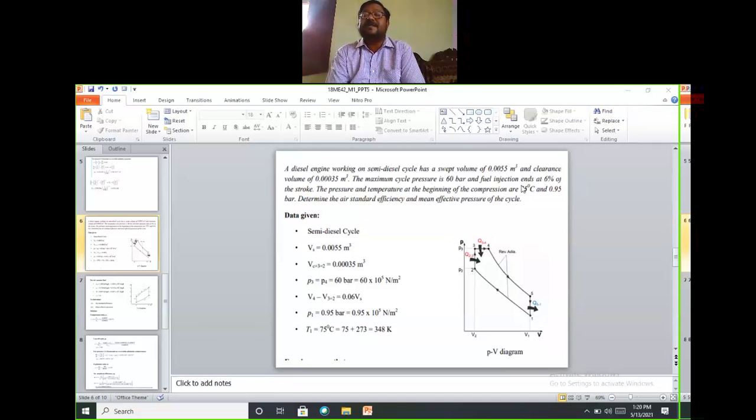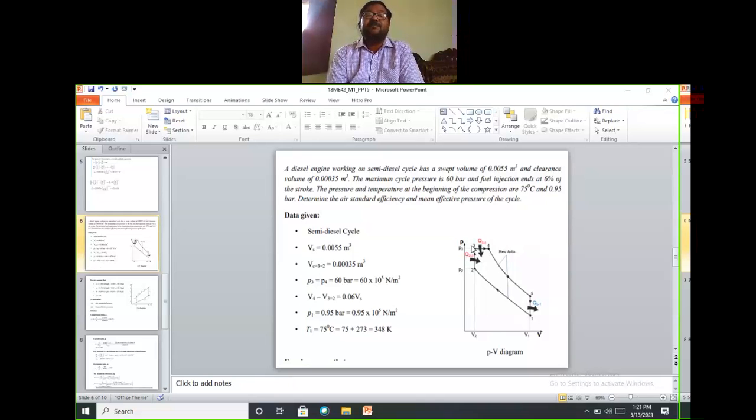Fuel injection ends at 6% of the stroke. V4 minus V3 is 6% of Vs, the 6% of the stroke. This is the one, within this process. After the 6% process, the cutoff takes place, which means the heat supply ends.